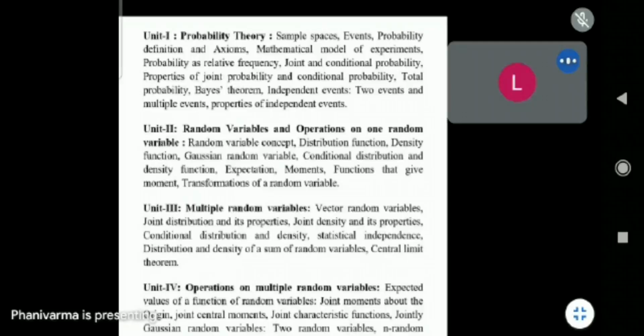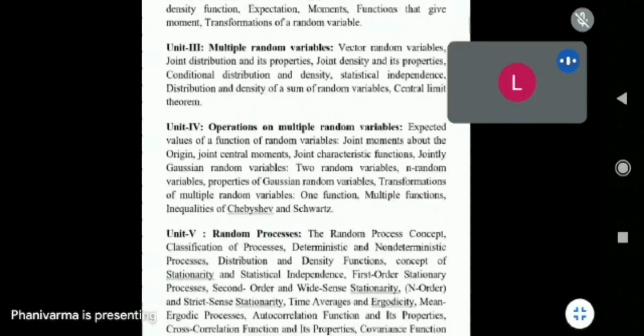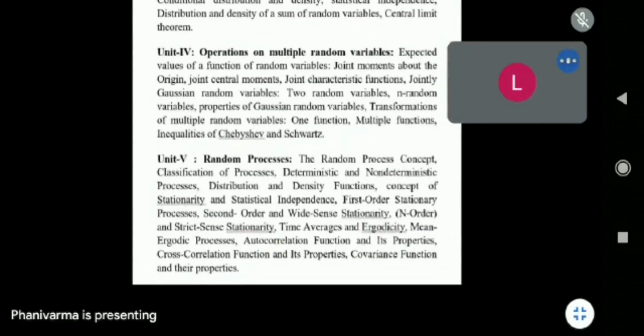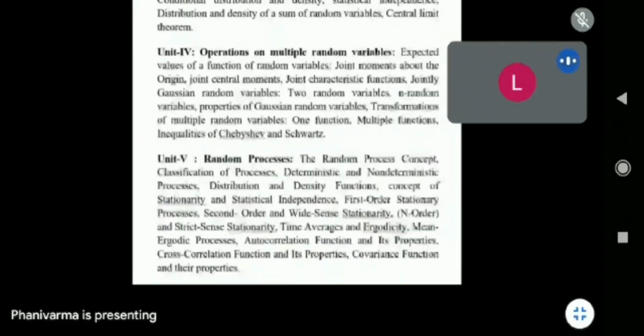Unit 1, we have probability theory. Unit 2, we have random variables and operations on one random variable. And Unit 3, we have multiple random variables. Coming to Unit 4, we have operations on multiple random variables. And Unit 5, we are having random process. So let's get into some of the important concepts.